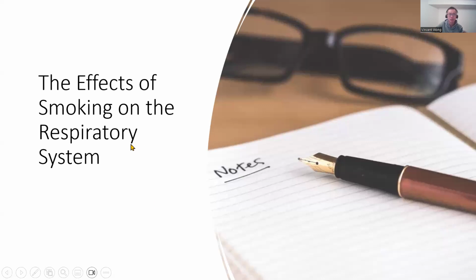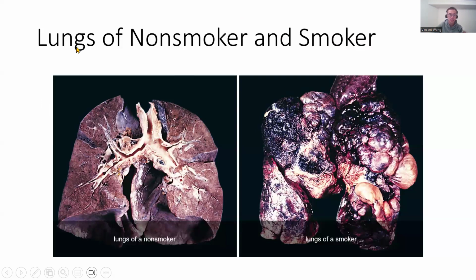Okay, effects of smoking on the respiratory system. There are not going to be a lot of questions on these things, so rather than taking notes, I'm just going to talk to you about it. Lungs of a non-smoker and a smoker. Over here, we have the non-smoker and the smoker on the right side. All this black stuff is basically the tar from the cigarette smoke that you're inhaling.